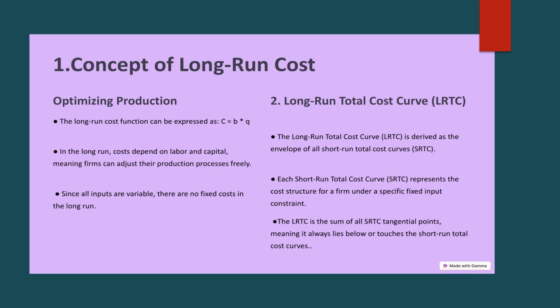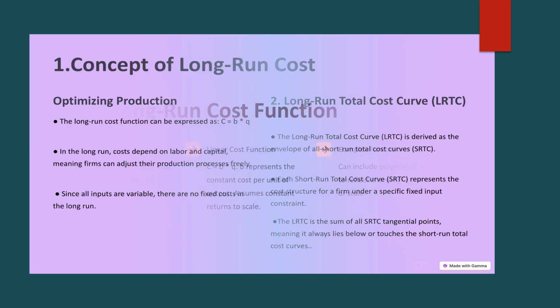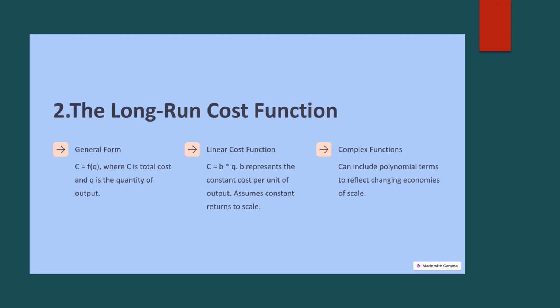Long run cost curves. The long run cost curve is derived as the envelope of all short run cost curves. Each short run total cost curve represents the cost structure for a firm under specific fixed input constraints. The long run total cost curve is formed from all the short run total cost tangential points, meaning it always lies below or touches the short run total cost curves. Here is the general form, the linear cost form. Here, this is the complex function.